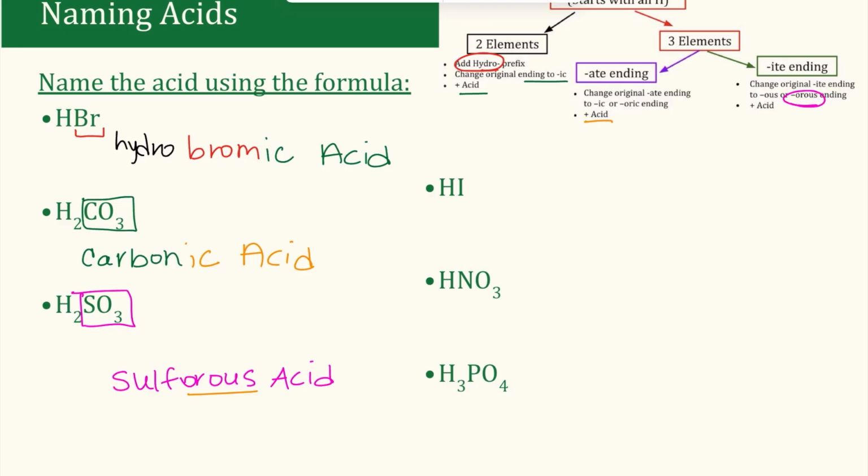Feel free to pause, try these next ones on your own, or do them with me. HI, I'm starting with hydrogen, but I just have 2 elements. So I'm going to look at my second element, which is iodine. Because it's just 2 elements, not a polyatomic, I'm going to add hydro as a prefix. So I've got hydro, and then I've got to change the original ending to ic, so taking off that ine. So I'm going to have hydroiodic, and then acid on the end.